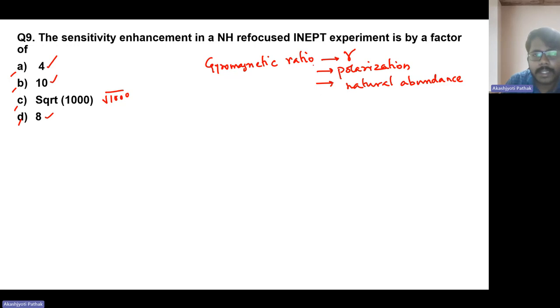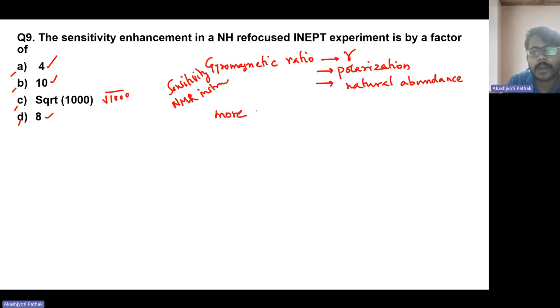So on these three things, the sensitivity of the NMR instrument is dependent. Okay, so in this INEPT experiment, the polarization transfer that occurs from a more sensitive nucleus, like we discussed.